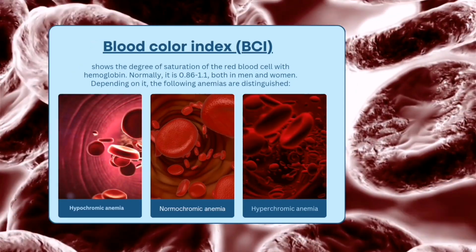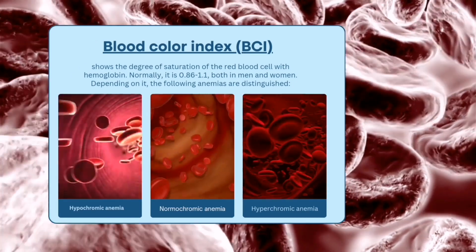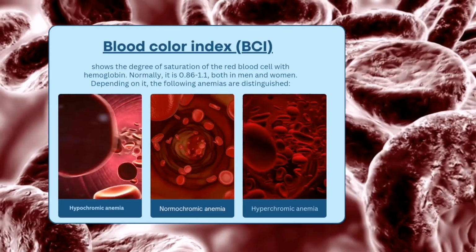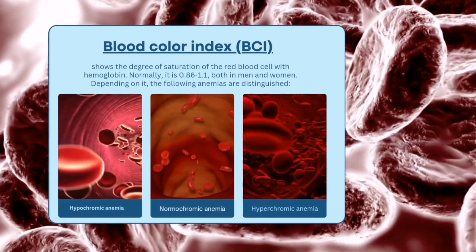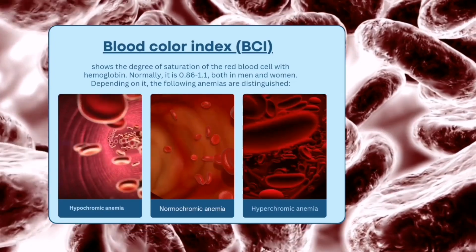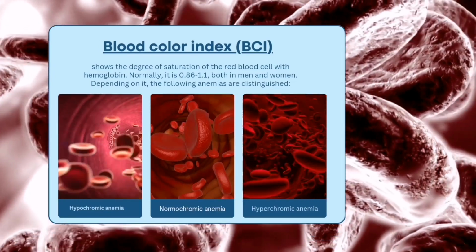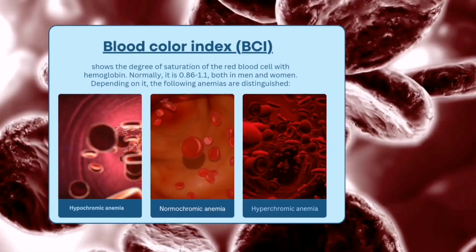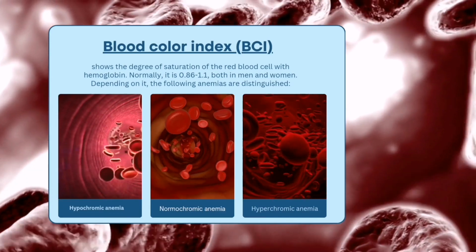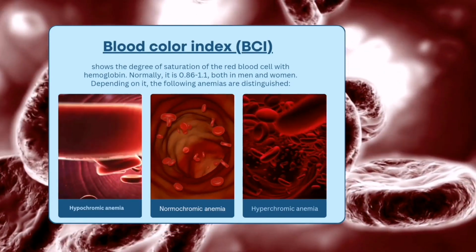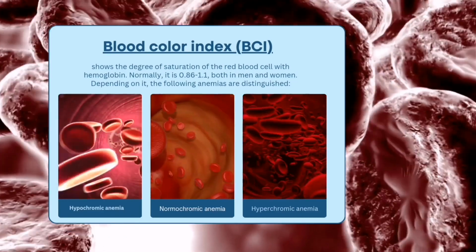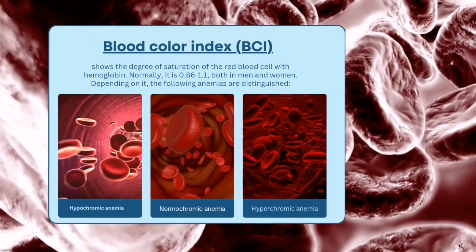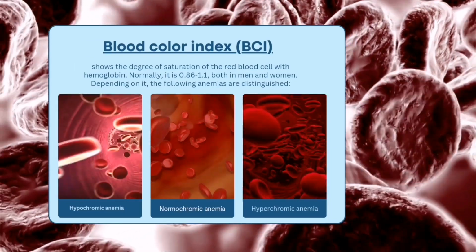Blood color index shows the degree of saturation of the red blood cells with hemoglobin. Normally it is 0.86 to 1.1, both in men and women. Depending on it, the following anemias are distinguished: hypochromic, normochromic, and hyperchromic anemia. This means how much hemoglobin is in the erythrocyte. Before, the blood color index number, and we can put a diagnosis of which type of anemia.